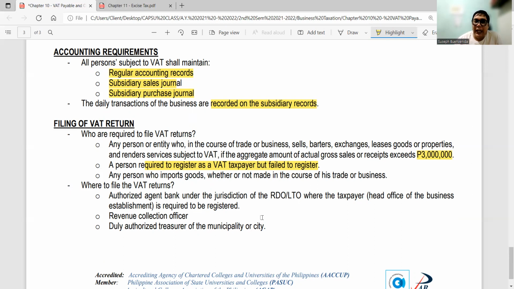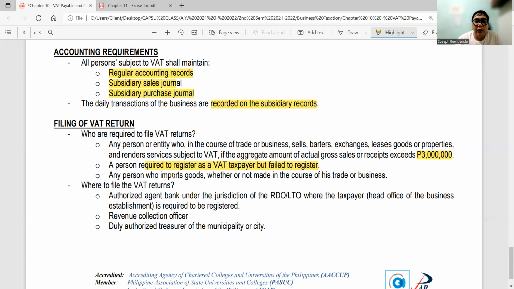So the moment you reach 3 million, don't wait to exceed it. Register already for VAT. If you see that by March you already have 2.5 million gross, try to register for VAT already, so you will not have problems later on.